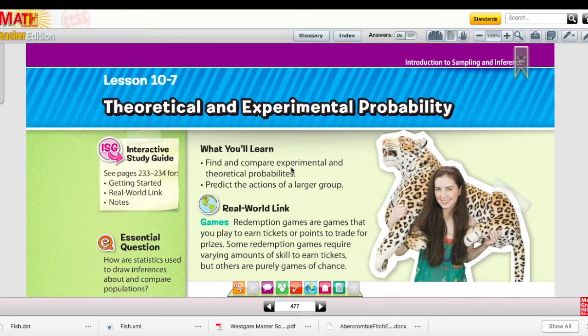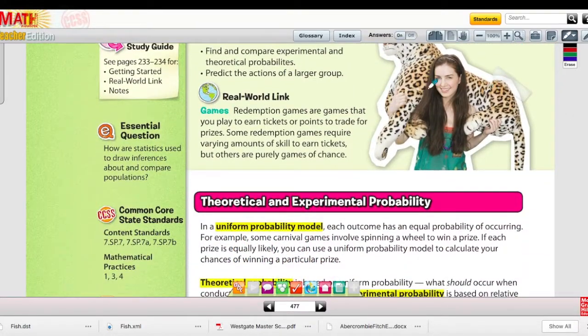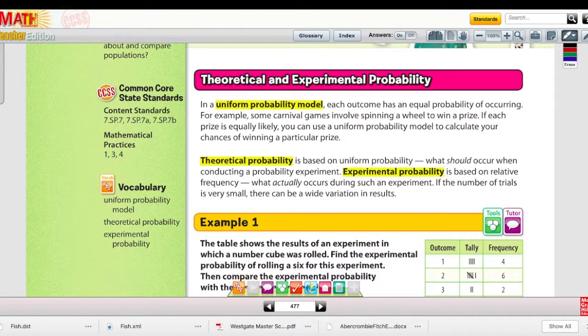In Lesson 10.7, you'll be learning about theoretical and experimental probability. You'll find and compare experimental and theoretical probabilities, and you'll also predict the actions of a larger group. Remember that the essential question for Chapter 10 is, how are statistics used to draw inferences about and compare populations? You have 3 vocabulary words for Lesson 10.7.